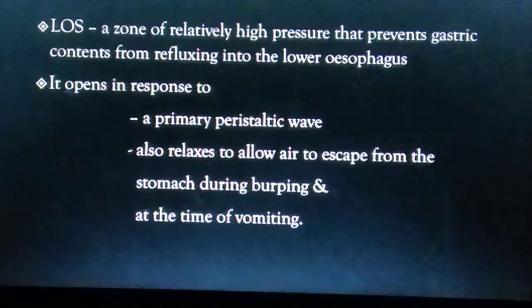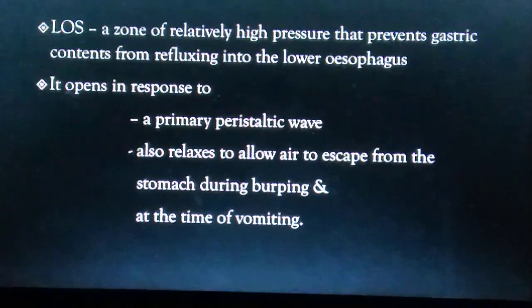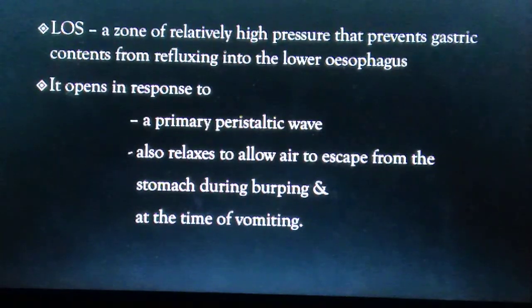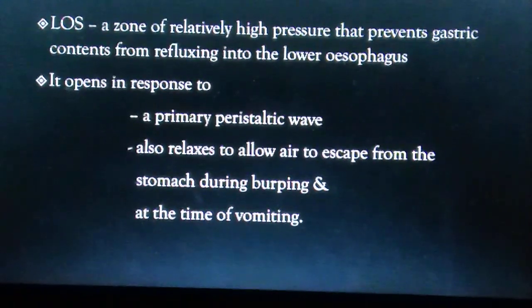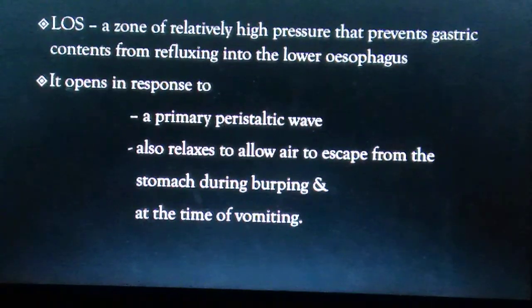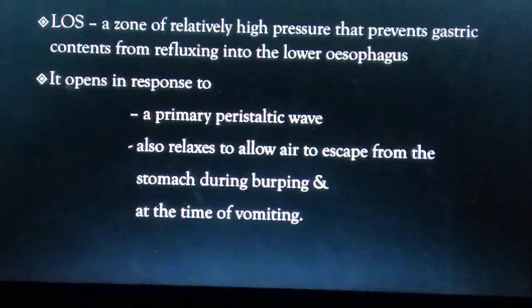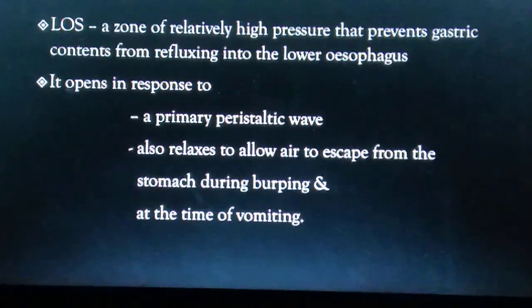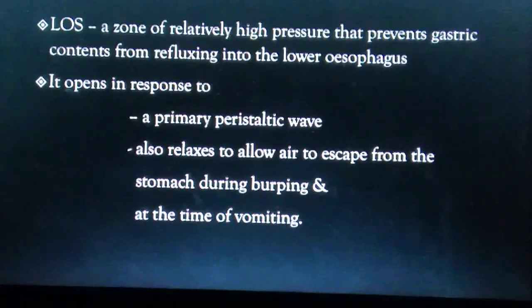Okay, we were discussing the lower esophageal sphincter. Basically, it's a physiological sphincter and it opens in response to a primary peristaltic wave. It also relaxes to allow air to escape from the stomach during burping and at the time of vomiting, as we already discussed.